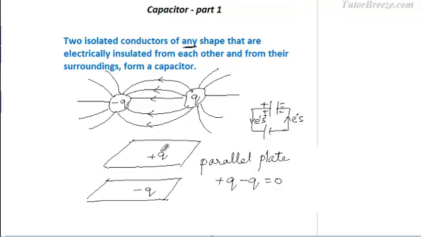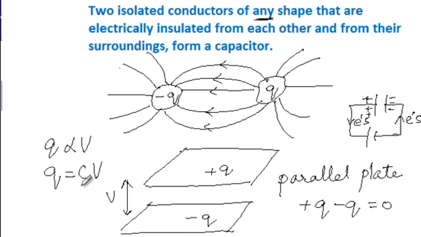Now the charge on the capacitor is Q and there is a potential difference V between the two plates of the capacitor. Each of the plates of the capacitor is an equipotential surface, which means the potential is the same everywhere, and the difference in potential between the two plates is V. So Q is proportional to V, and removing the proportionality we can put a constant and write this as Q equals C times V. C is the capacitance of this capacitor.